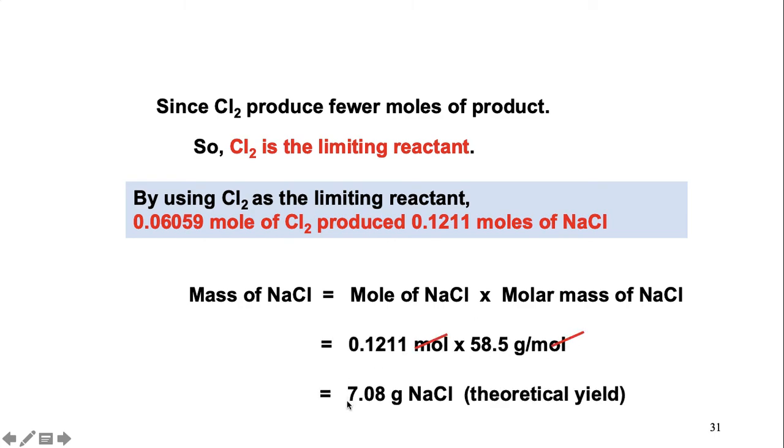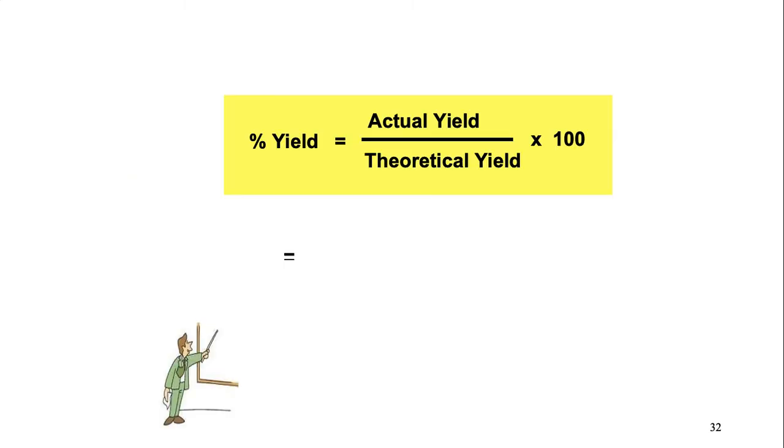The mass that you get here is the theoretical yield, the theoretical yield that you get from the equation. The actual yield is from the question or from the actual experiment. So the question gives you the actual yield, 5.5 gram, over theoretical yield 7.08 gram, times 100, and you'll get 78%.